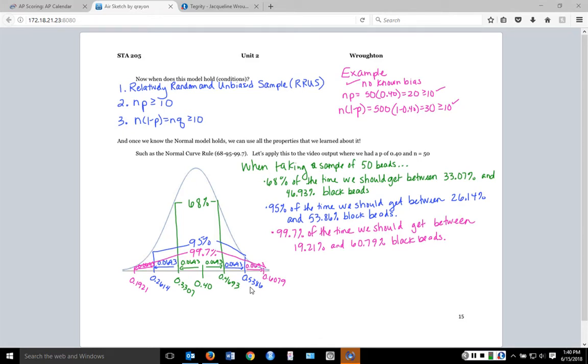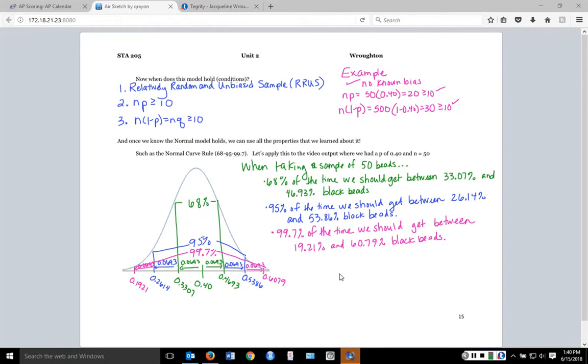So now I would know if I took a sample of 50 beads and I found that 75% of them were black, would that be unusual? Well, where is 75% on my picture? It's nowhere to be found. It's way out here. I would rarely ever see that happen. That's very unlikely to happen. That would be very, very unusual.